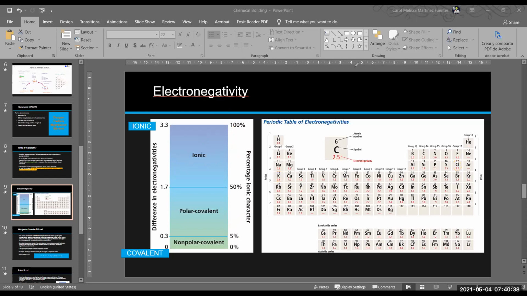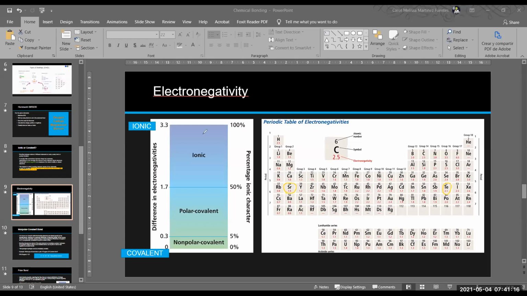Now, if I tell you between strontium and tellurium, the difference will be negative 1.1. It doesn't matter if it's positive or negative, just the number. So it's going to be 1.1 or negative 1.1.